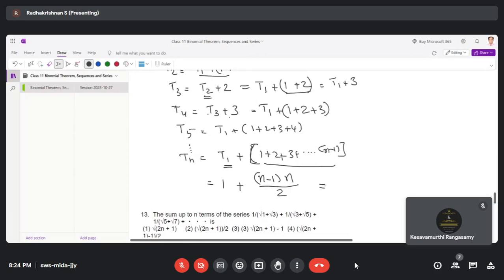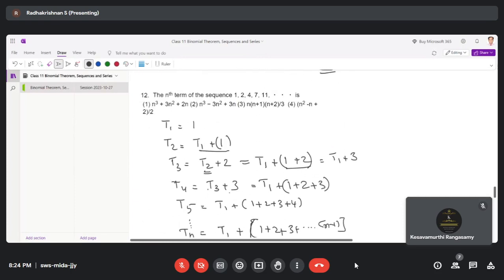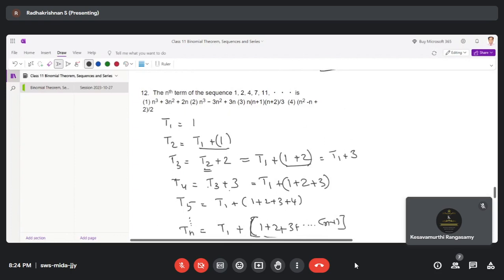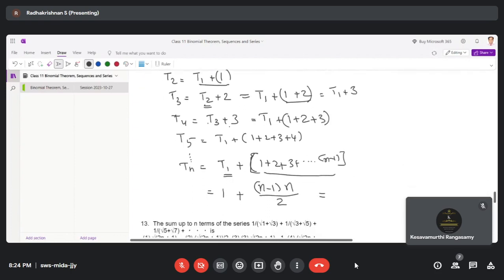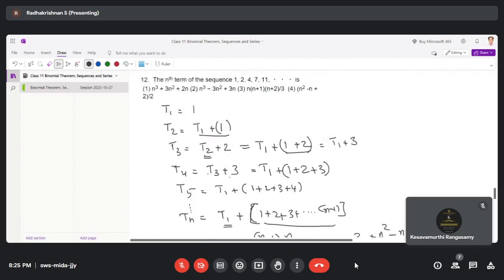So which option does it map with? It's not looking easy, so let's do some simplification. Let's say 2, 2, so it's plus equal to the fourth option, sir. First option. Okay, let me see. N square minus n. Okay. So n square minus n plus 2 whole divided by 2.